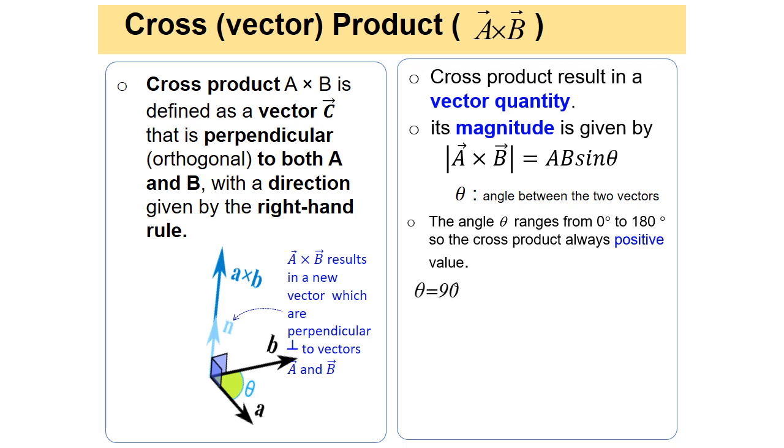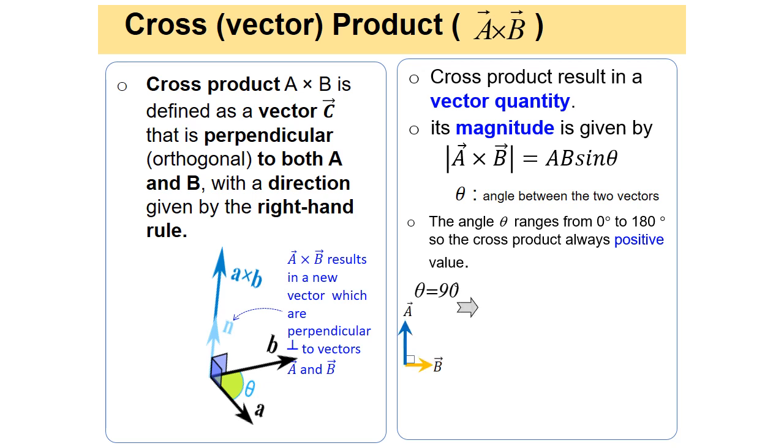Its magnitude is given by A cross B, magnitude is equal to AB sin theta. The theta ranges from 0 to 180 degrees, so the cross product magnitude is always a positive value.